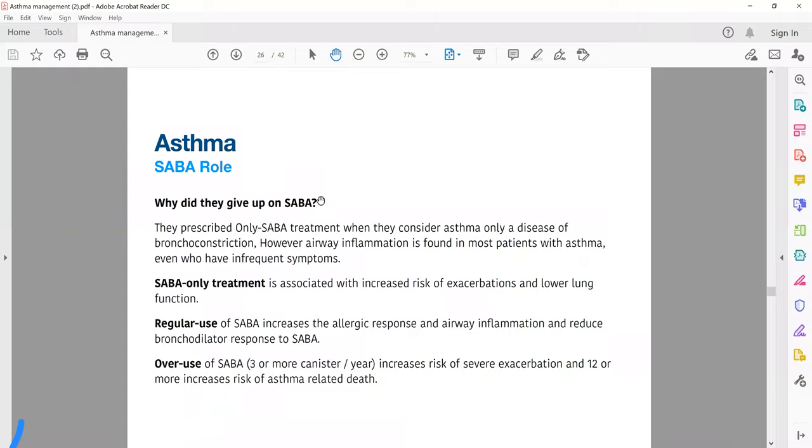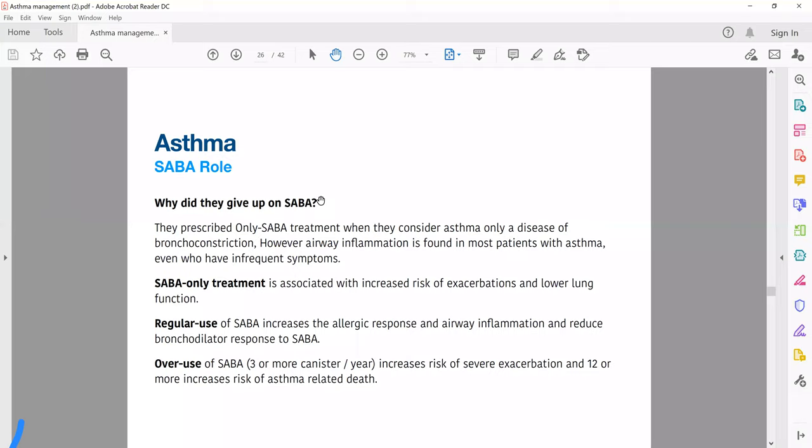Why did they give up on SABA? Because SABA alone is only a rescue medication. It will not prevent airway inflammation. It's only for bronchoconstriction, and airway inflammation is common in asthmatic patients. Recurrent airway inflammation will cause airway remodeling, which is permanent for this patient and will cause lots of problems. They found that SABA-only treatment increases the risk of exacerbation and lowers lung function in the long term.